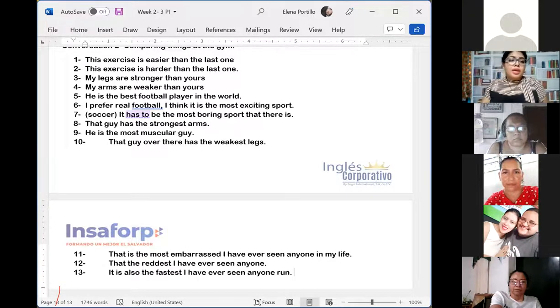So in the second one, we have a lot of sentences using the comparative and superlative adjectives. We have 13. This exercise is easier than the last one. This exercise is harder than the last one. My legs are stronger than yours. My arms are weaker than yours. He is the best football player in the world. I prefer real football. I think it is the most exciting sport. It has to be the most boring sport that there is.